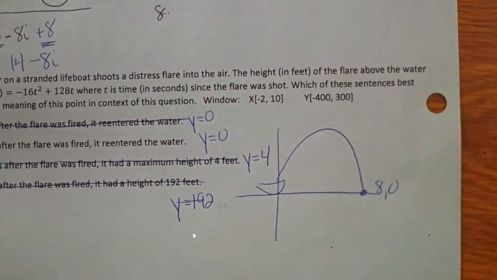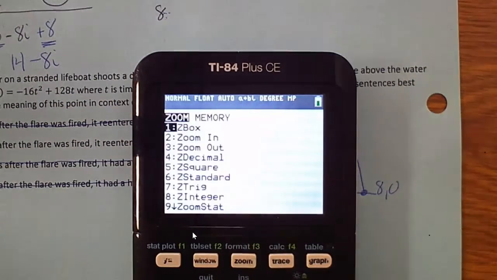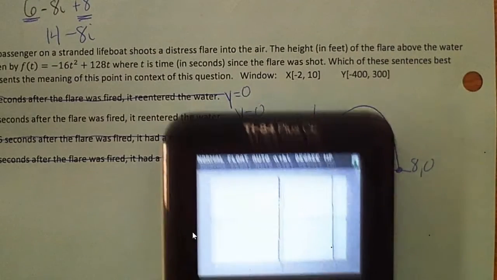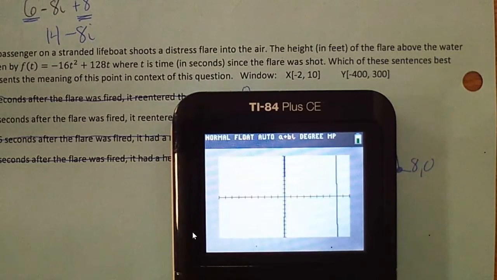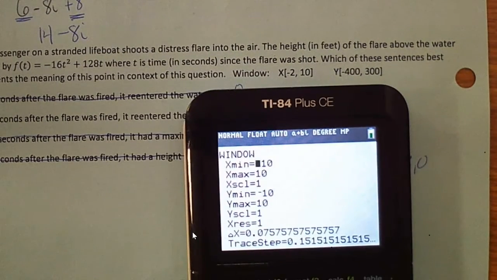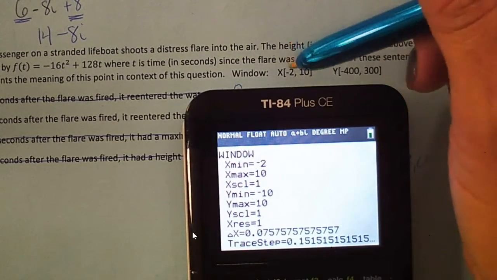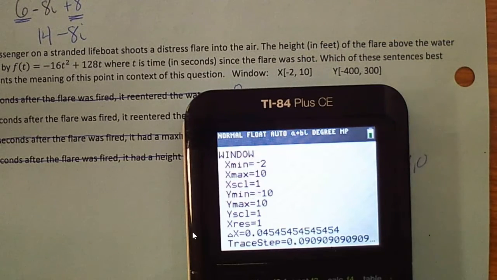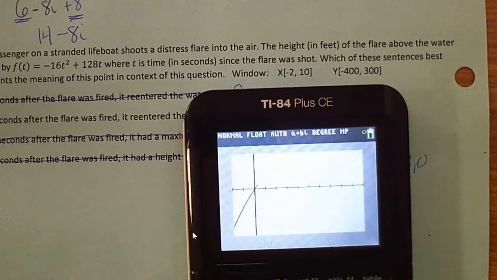So if you want to see this graphed, now hit zoom 6. So just give it a moment. It's going up. It's coming back down. They do give us a window that we can type in, so I'm going to press the window and change my x min to -2 and my x max to 10, which it already is, and my y min to -400 and my y max to 300, and I'll hit graph one more time.